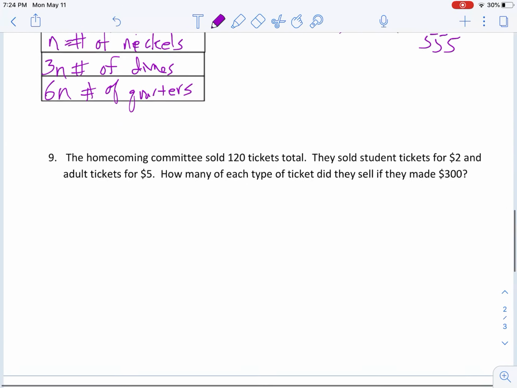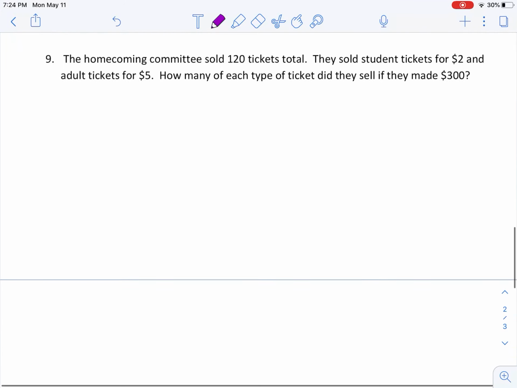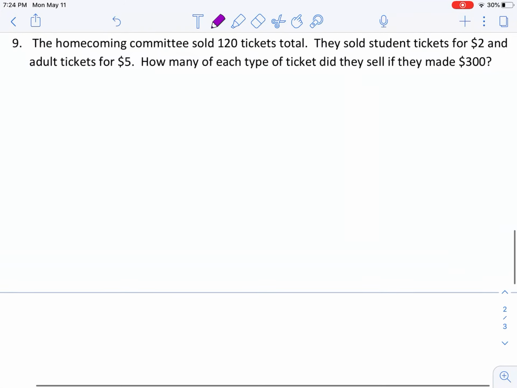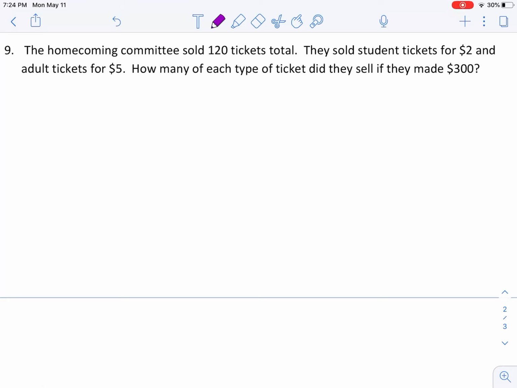Moving on down here, the homecoming committee sold 120 tickets total, so you're going to want your total labeling technique. So remember, total minus a part.